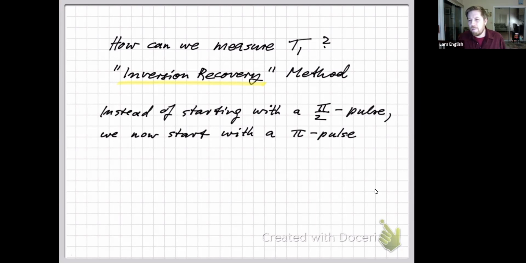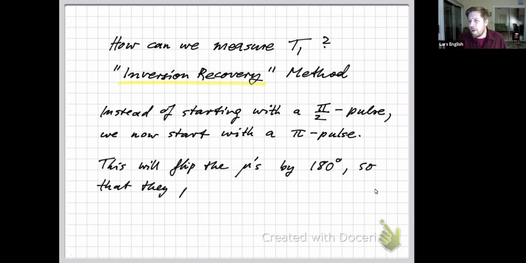So right off the bat, we're doing something different, right? When you start off with a pi pulse, you're not tilting the spins down into the XY plane. Now you're basically going to reverse the spins so that they now point against the z-axis. So this will flip them by 180 degrees. And so now they point against the z-axis. If they pointed up before, then now they point down.